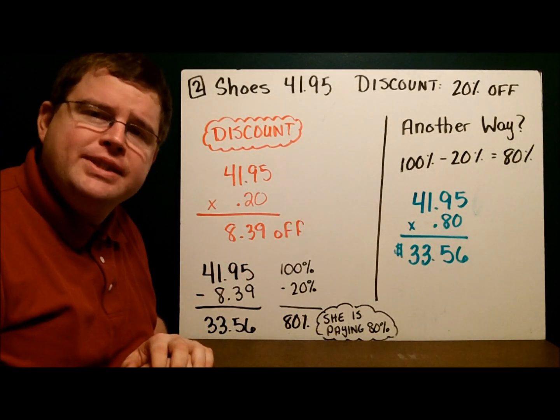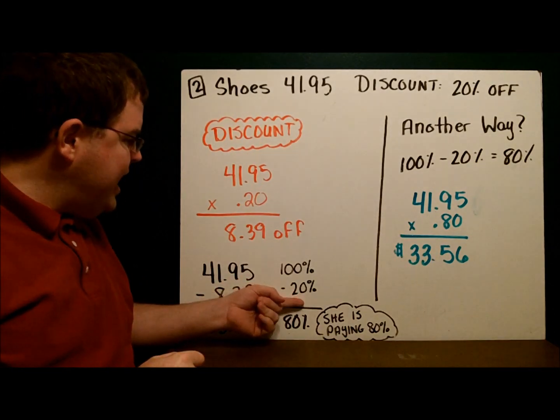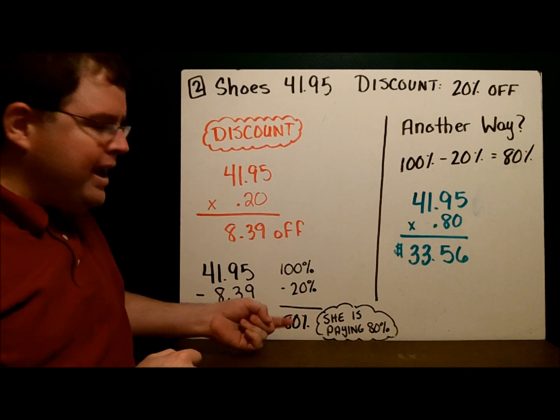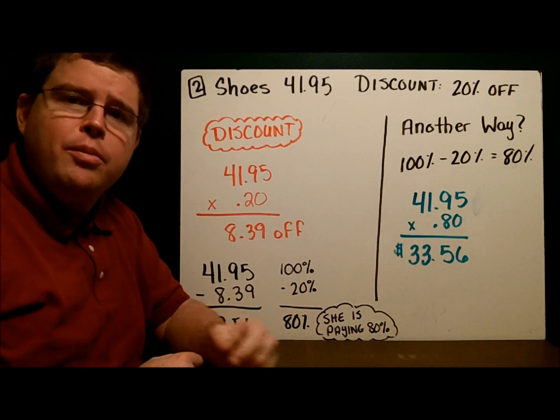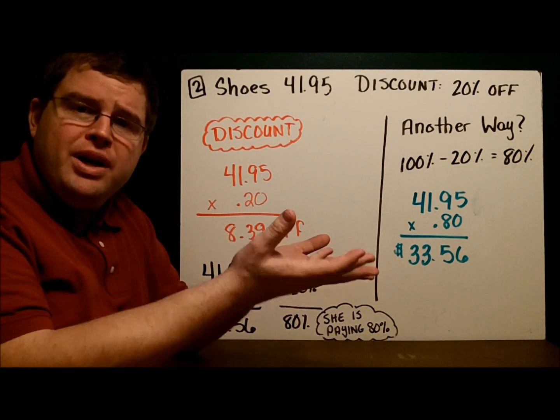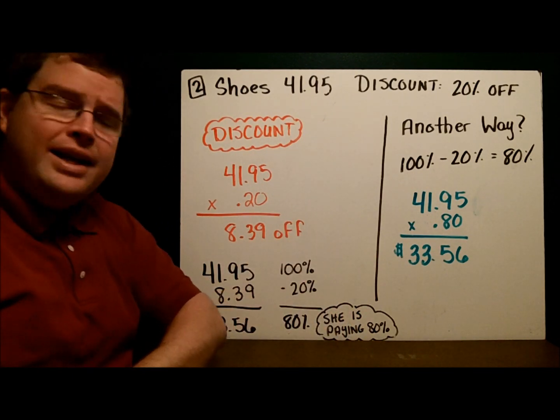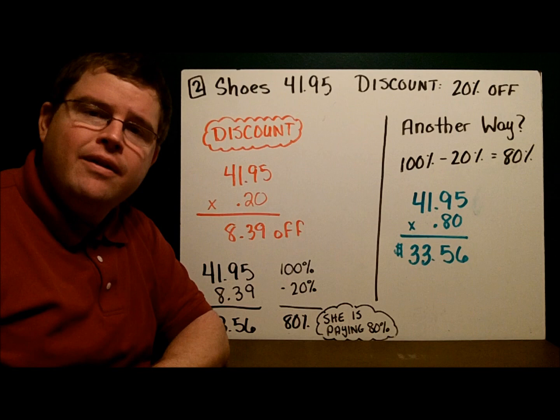$41.95 is 100% of the price. We're taking away 20% of it. That means you're paying 80% of the original price. The full price was $100. We took 20% away. What's left over is 80% of the price.